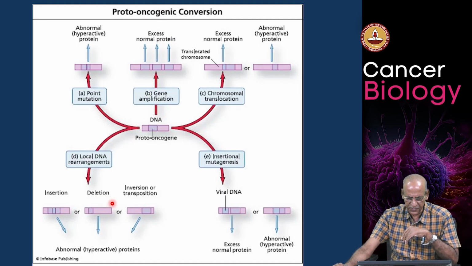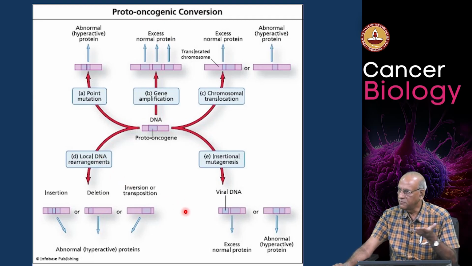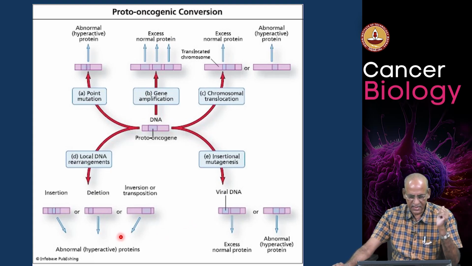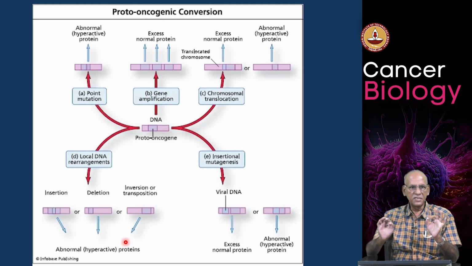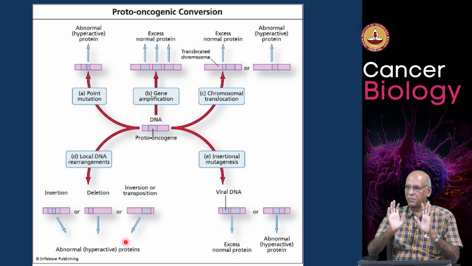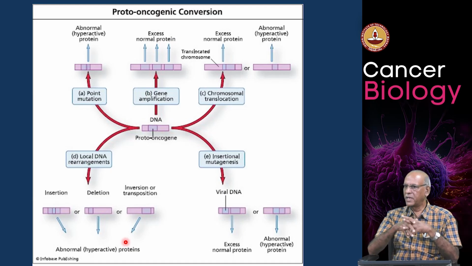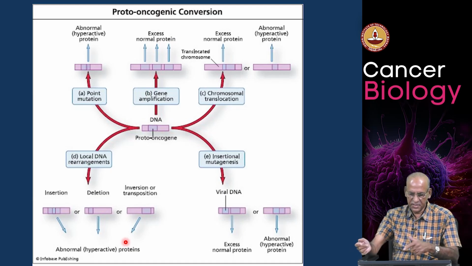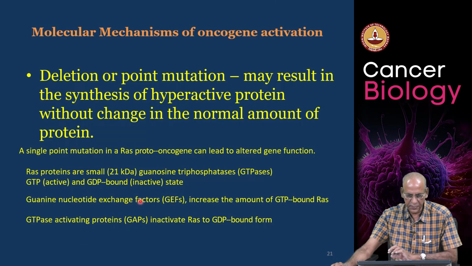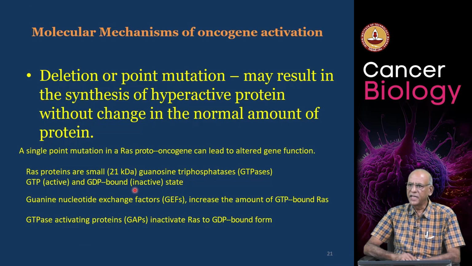There can be mutation, of course. And then there are local DNA rearrangements. All of you must be knowing these various DNA rearrangements: insertion, deletion, inversion, or so-called transposition and all that. And that can result in the production of abnormal proteins. So, these are the mechanisms by which a normal proto-oncogene can become activated to become an oncogene. So, this is a very important slide, as I just told you. So, we will take some examples.